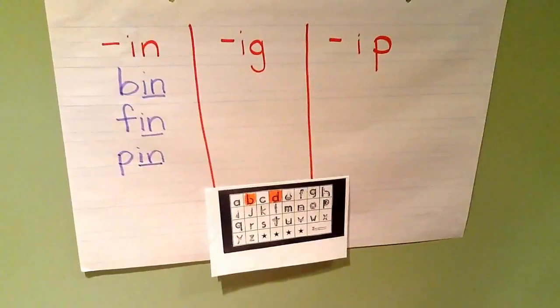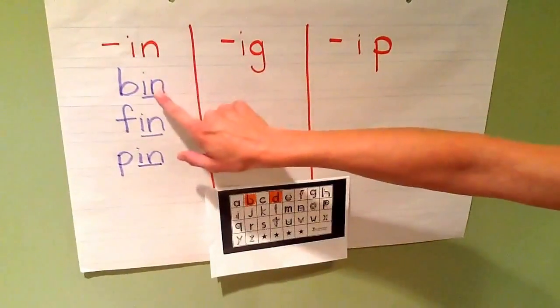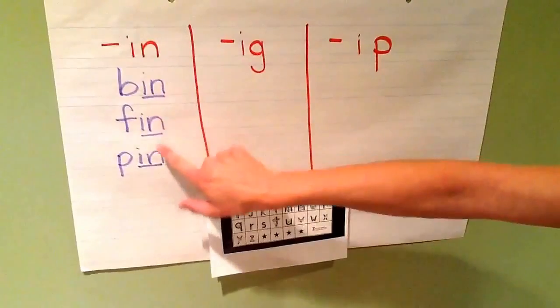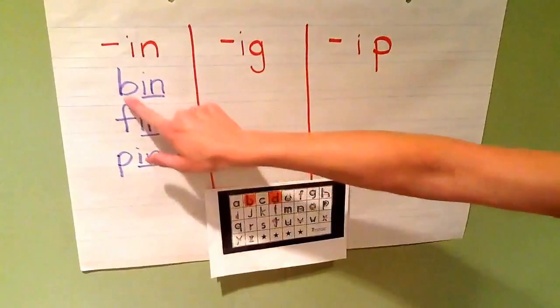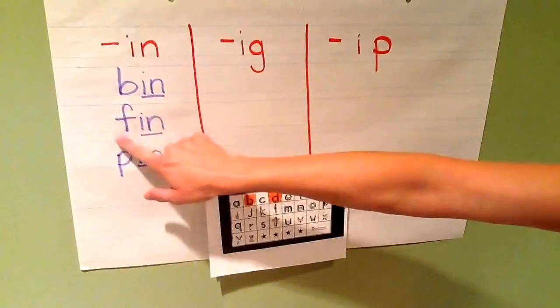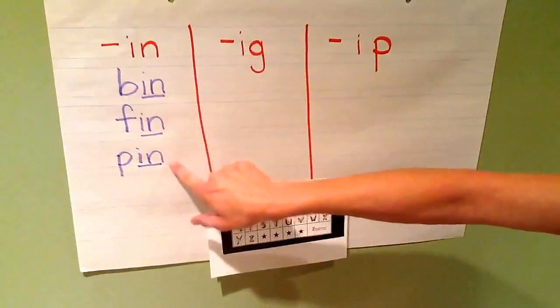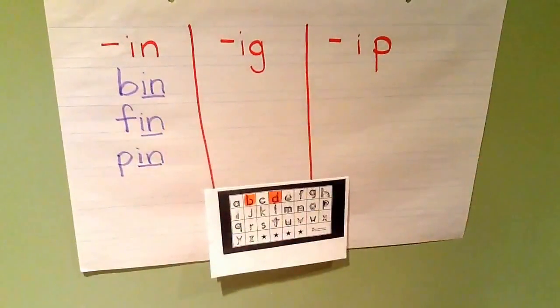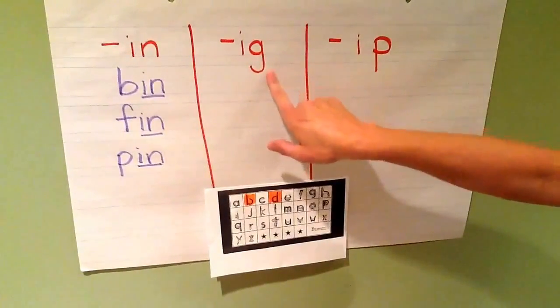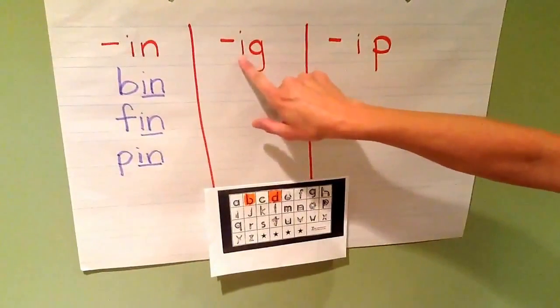I want you to remember when we have words with the same word family or word pattern, they rhyme. Listen. Bin, fin, pin. All three of these words have the in word family. Let's look at a new word family. This is another I word family.